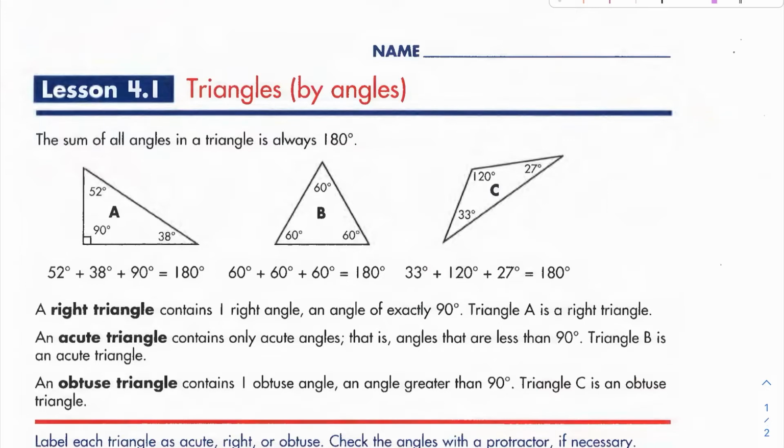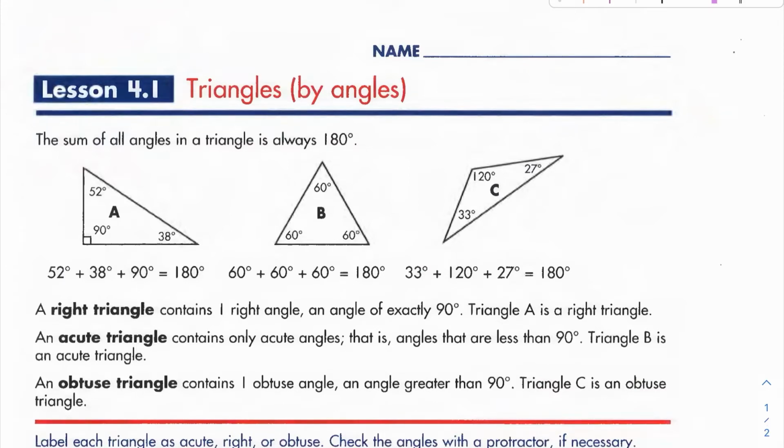In B, we have three angles that are 60 degrees. If we were to add up the three 60-degree angles, we would also get 180 degrees. And then very similarly on figure C, we have 33 degrees, 120 degrees, and 27 degrees. Just like the other figures, if you were to add up these three angles, they should equal 180 degrees.